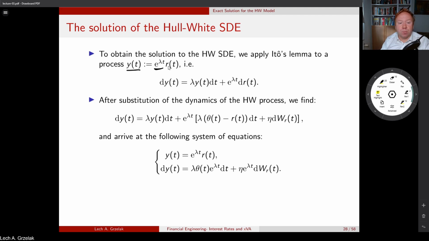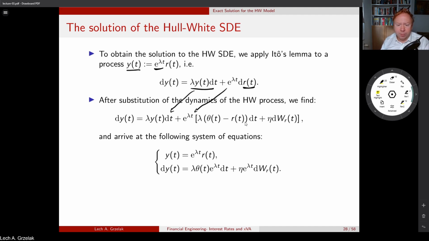If we have this process and we apply Ito's lemma to it, we end up with this dynamics: dy equals lambda y_t dt plus e to the power lambda t times dr_t. Of course, because this is Hull-White, we know dr_t, so we can substitute the Hull-White dynamics into this expression. This is what we get. The drift is the same as here, here we have a scaling, and then we substitute the dynamics for the process r_t.